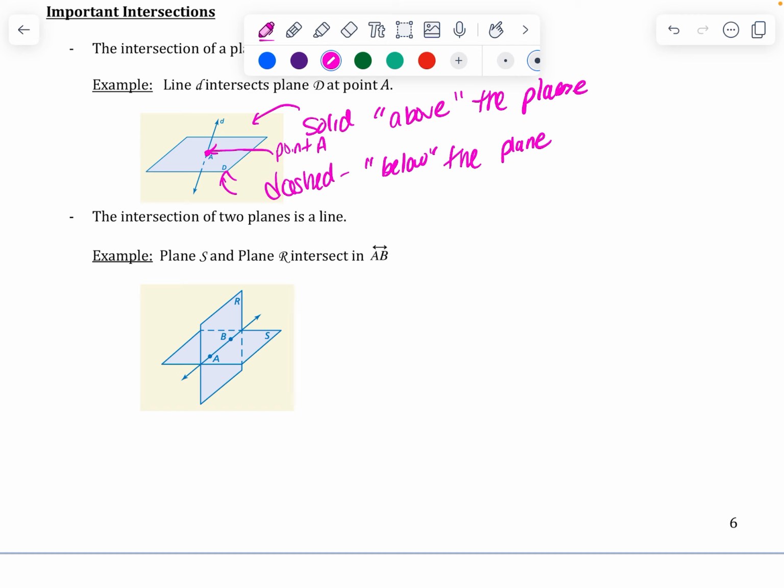Now, if you intersect two planes, that is going to form a straight line, because what we remember about planes is that they go on infinitely in both directions. And so if we were to intersect two of the planes, they would intersect at all of these points, and it would go on infinitely in both directions. And so we would say that plane S and plane R intersect at line AB, because this was point A and point B. I kind of covered it up a little bit, but there's A and there's B.